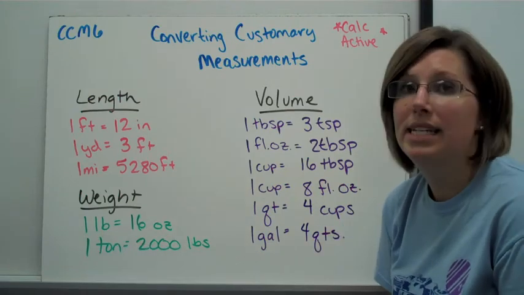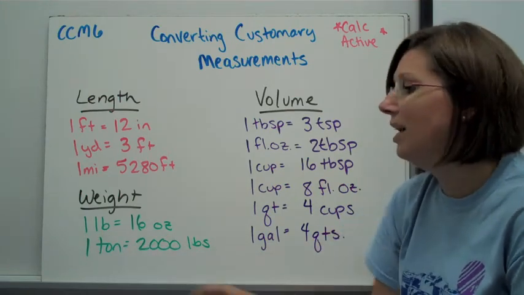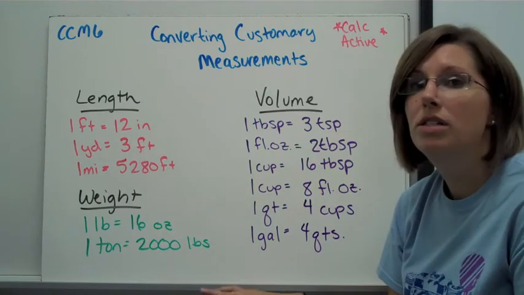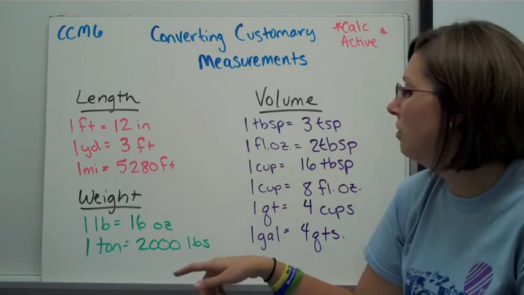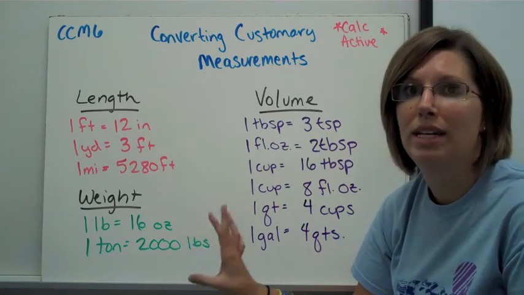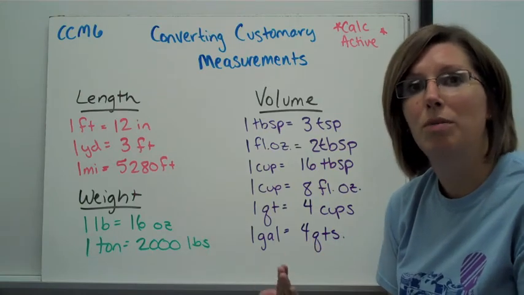1 pound is equal to 16 ounces. 1 ton is equal to 2,000 pounds. You can use these conversions to find other conversions. So I could figure out how many ounces are in 1 ton even though I don't have it written here. That's the type of stuff we're going to be doing in a second.